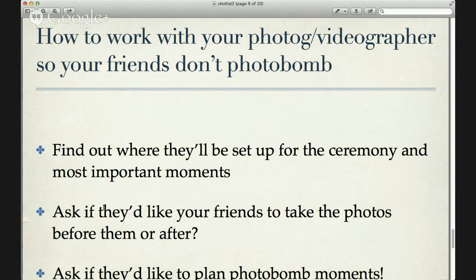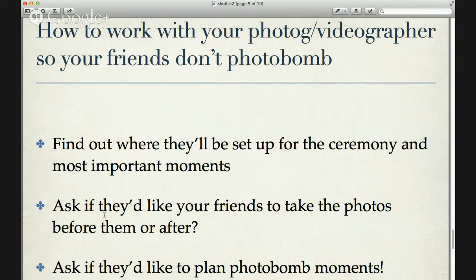Depending on your church, they might be required to stand way at the back, so find out from the pros where they're going to be, and then ask your guests, if you want to get photos and videos too, great. Don't stand here, stand anyplace else. And of course, ask them not to use their flash if it's going to interfere with the pro.